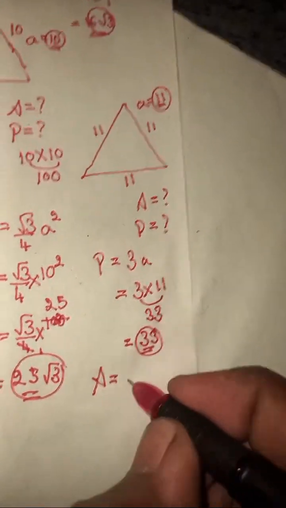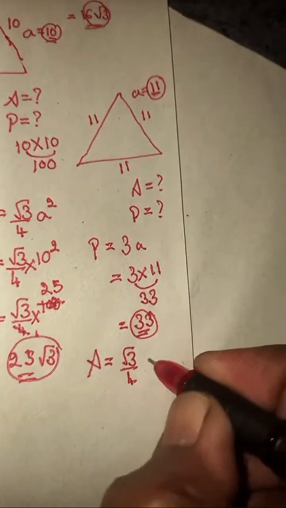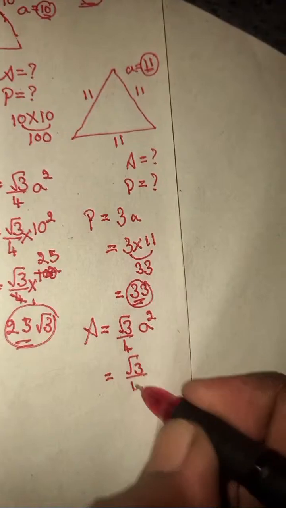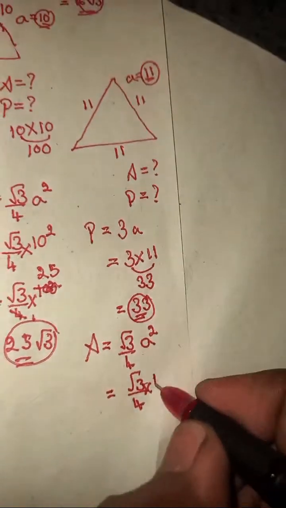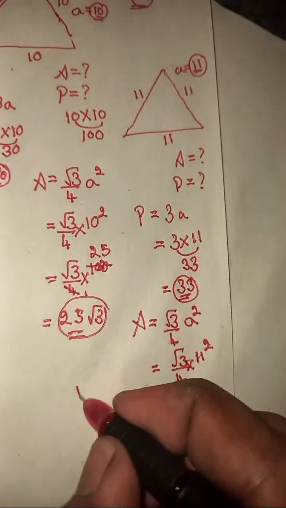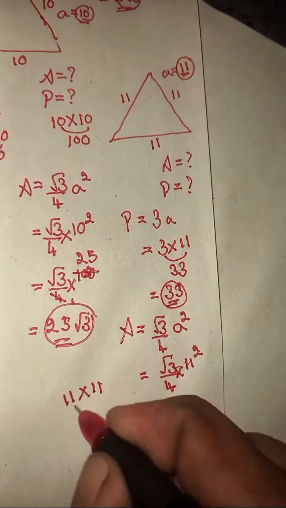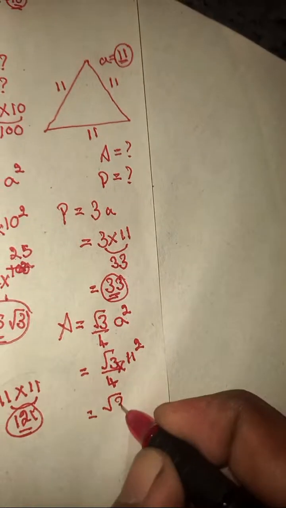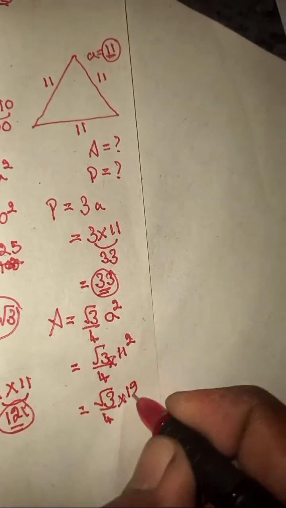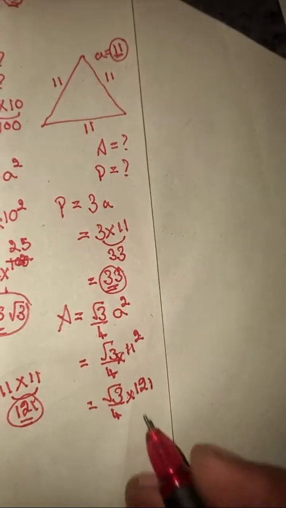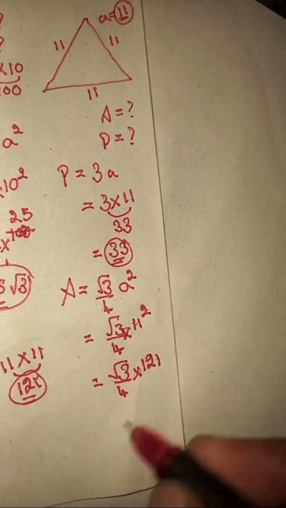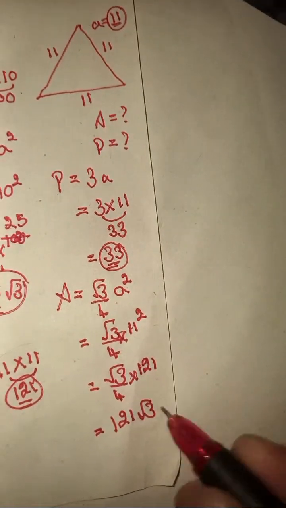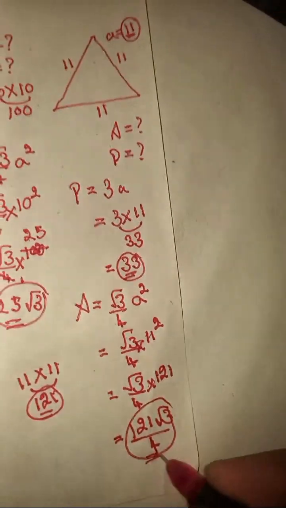Area you can find out by root 3 by 4 times of a square. That is root 3 by 4 times of 11 square. 11 square means you can multiply 11 times of 11, which becomes 121. So it is root 3 by 4 times of 121. You cannot divide 4 and 121, so multiply numerators. 121 root 3 comes first, root 3 next, divided by 4.